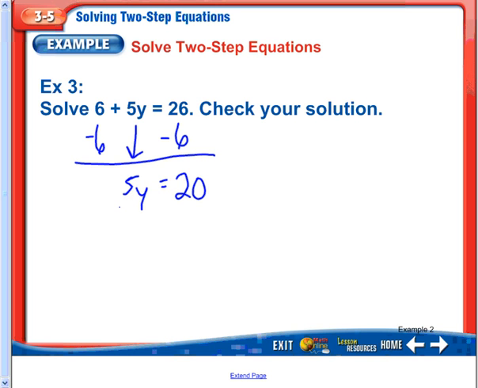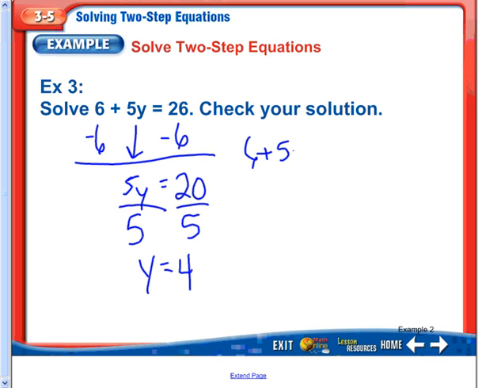Step 3, get rid of any multiplication or division to the side of the variable. Since I am multiplying, I will need to divide by the coefficient on both sides. 5 divided by 5 is 1, and 1 times y is y. 20 divided by 5 is 4.